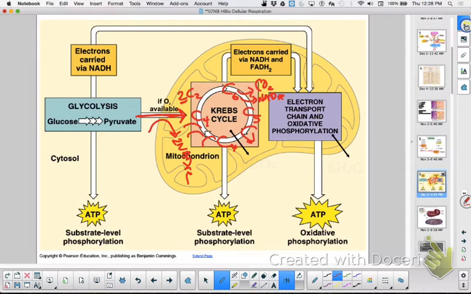I was walking right in the middle of it. Okay, so then what you do is you take all your reduced NADs and FADs and you take them to the top of the ETC. That's not actually true. Why? Because it's a lie.